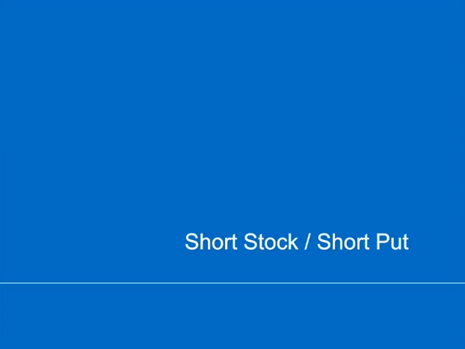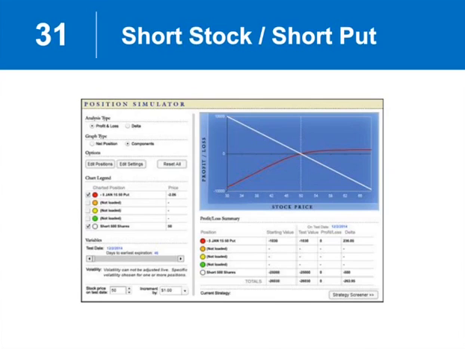The position simulator, the white line, shows us short our 500 shares of stock, short the 5 puts, basically gives us a 1-for-1 offset. So as the stock heads down, ultimately that short put, as it goes through the strike price and beyond, the credit taken in for that short put, they're going to offset one another. Now that's a 1-for-1 here, short 500 shares of stock and short 5 puts.